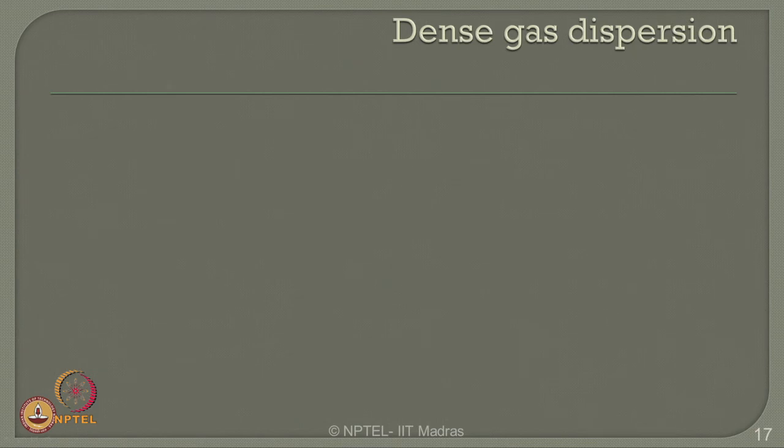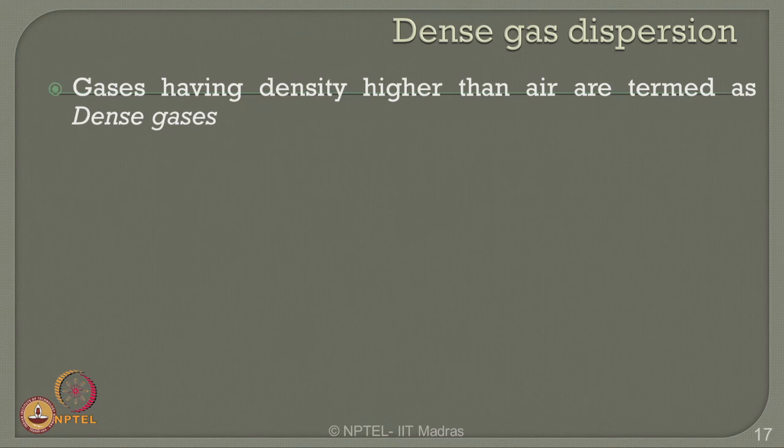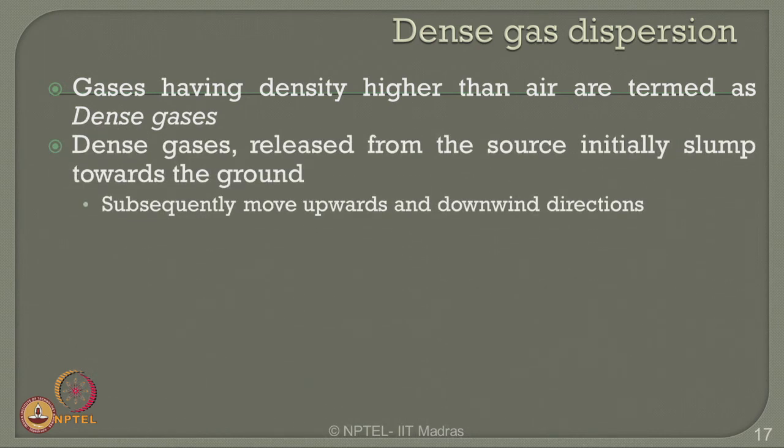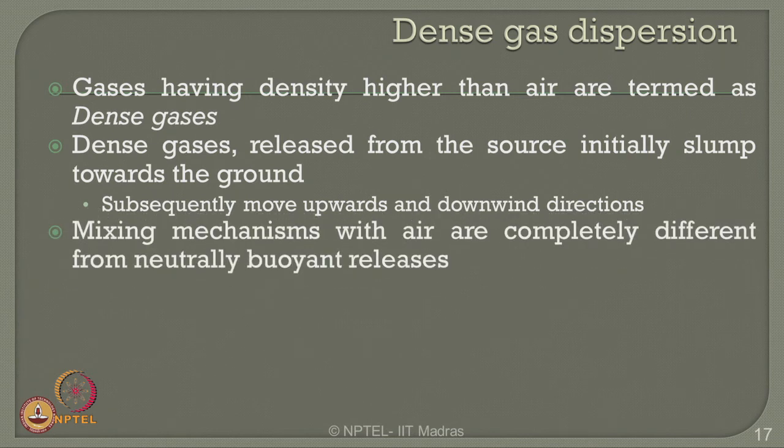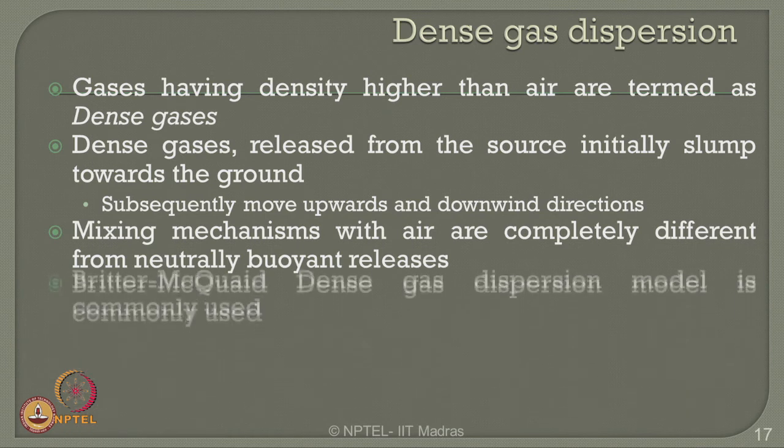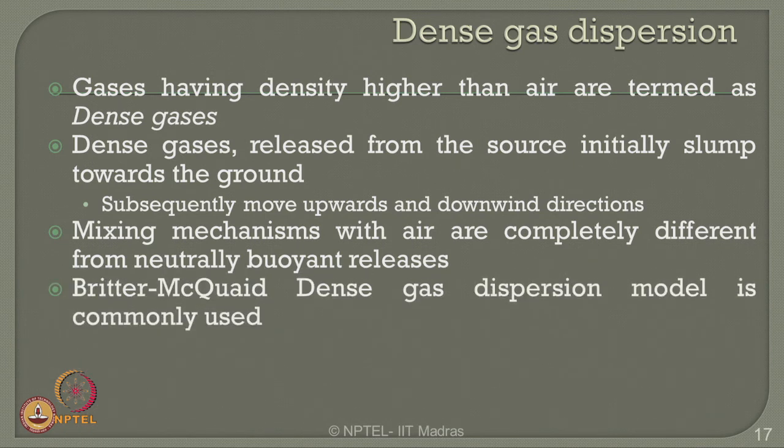One can also look at the dense gas dispersion relationship. Gases having density higher than air are termed as dense gases. The dense gases released from the source initially slump towards the ground, subsequently they move upwards and in the downwind direction. Mixing mechanisms with air are completely different from neutrally buoyant releases. The Britter-McQuaid dense gas dispersion model is commonly used to estimate the consequences and the dispersion of release models for these kinds of dense gases.